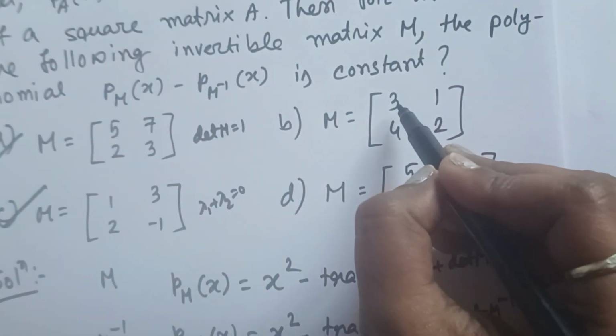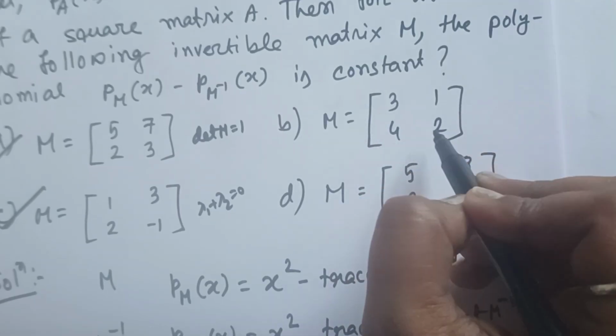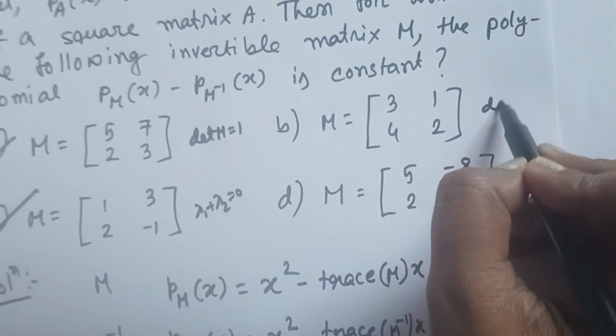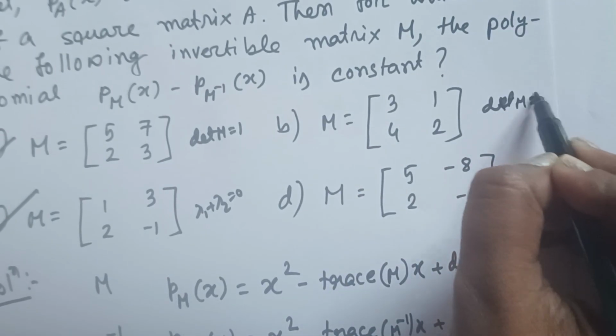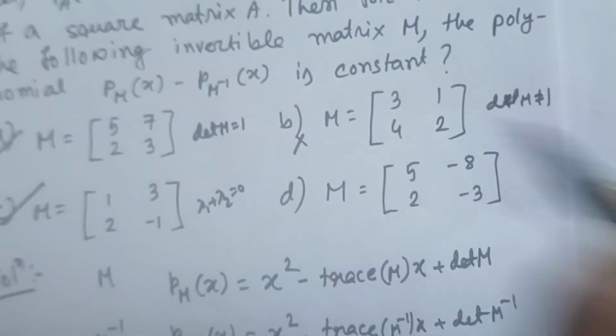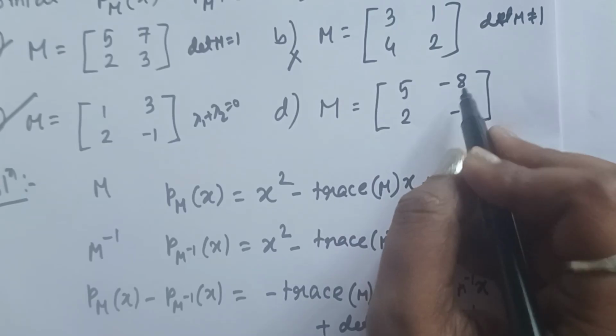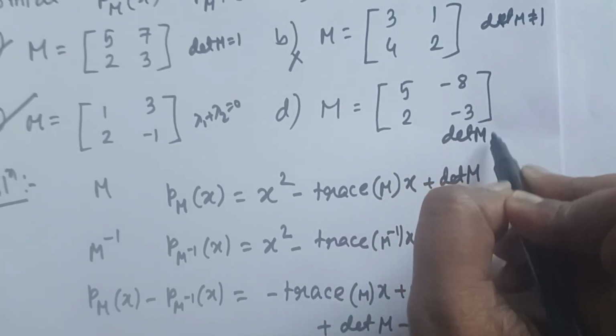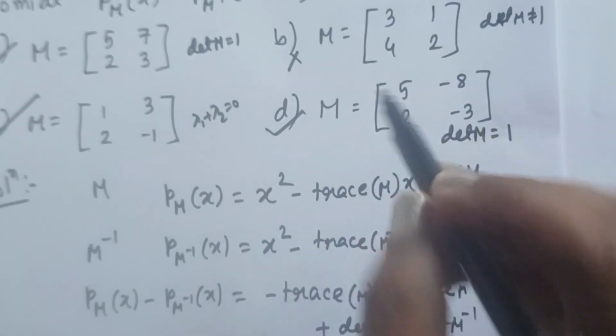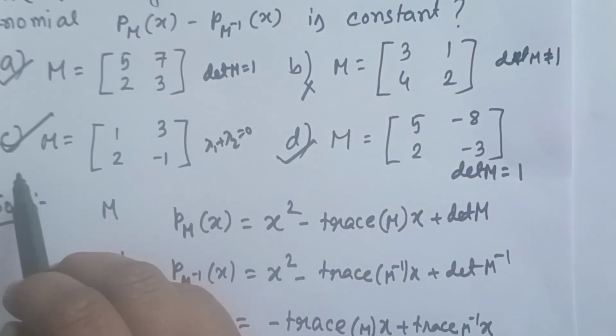In the second case, 6 minus 4, so the determinant of M is not equal to 1. So this is incorrect. And for the fourth option, the determinant is minus 15 plus 16, so the determinant is equal to 1. So this is also a correct option. So the correct options are A, C and D.